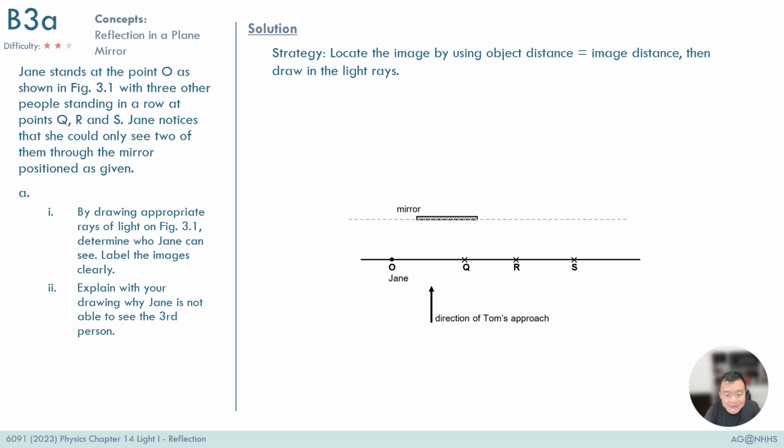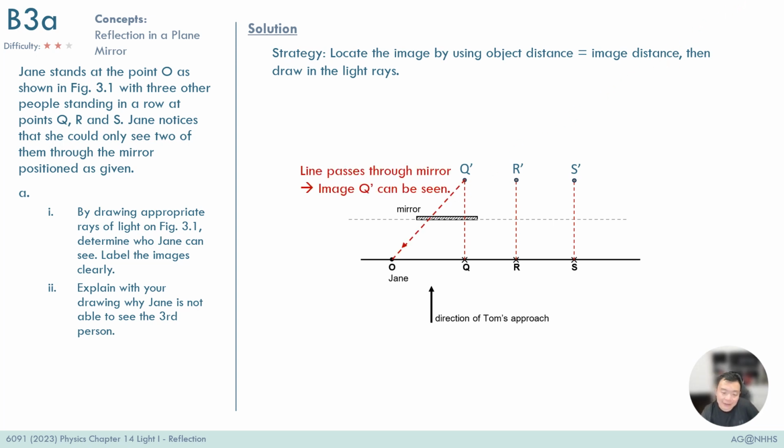So first up, a useful tip that I shared in the previous question: always extend the mirror line. And number two, object distance equals image distance. With that, I have located the image of Q and the images of R and S. I'll just draw it all in first.